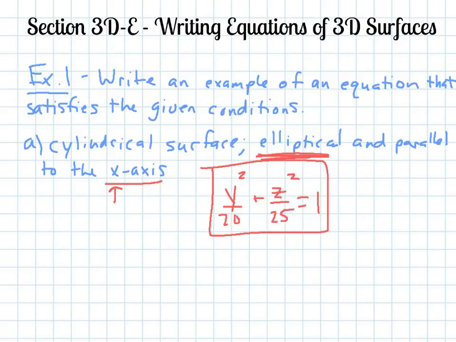If you used 100 and 2000, that would be perfectly fine as well, because you're still fitting the ellipse sense. Just make sure that they're not the same number, because then that would be a circle, and you wouldn't have an elliptical cylindrical surface, you would have a circular cylindrical surface.